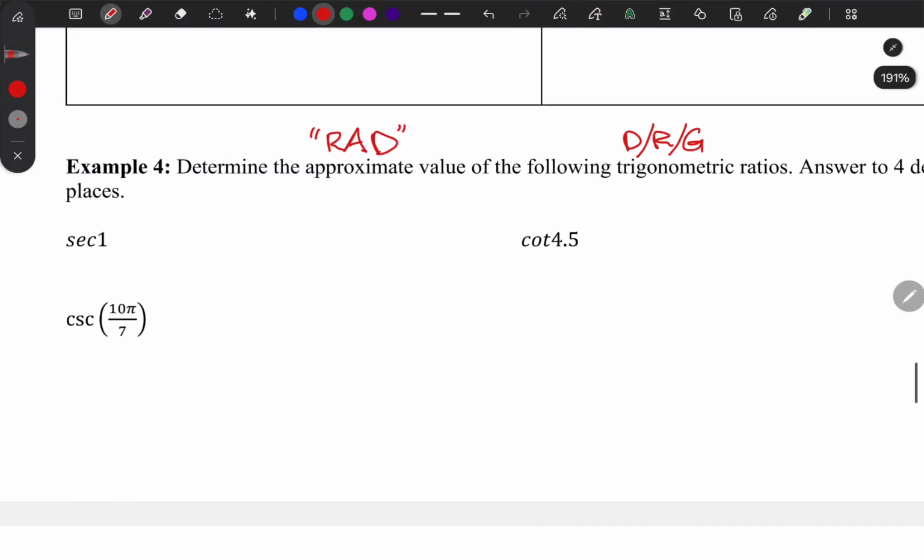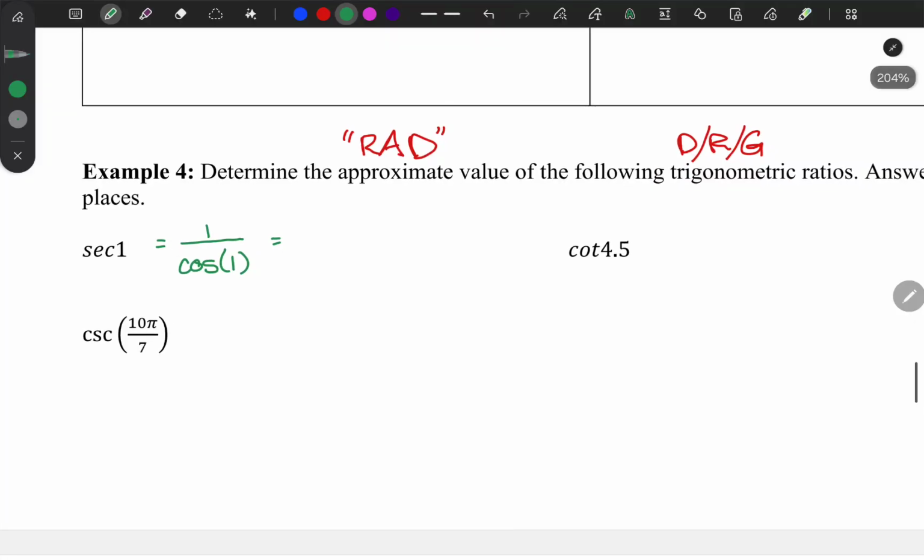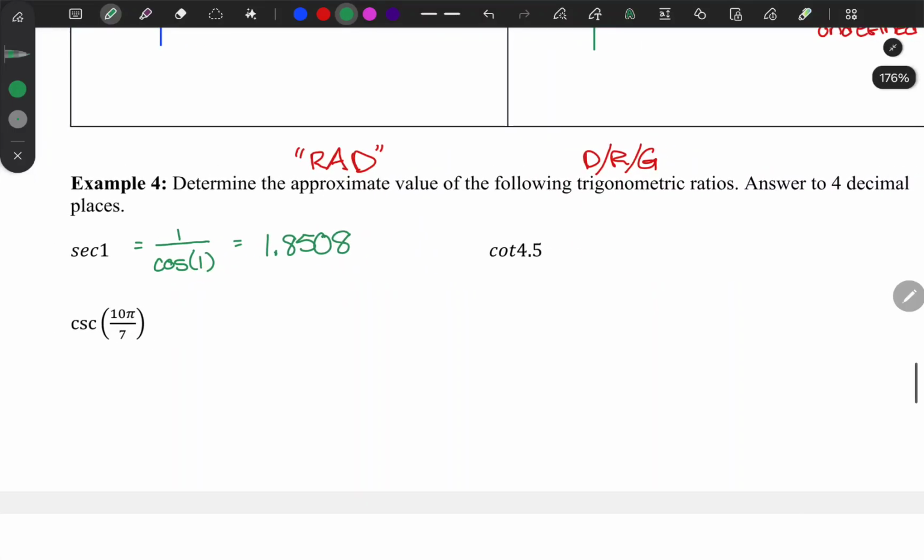We're going to look at the reciprocal functions, but essentially your calculator will calculate the original function and then you find the reciprocal. So when we are finding secant of 1, we're actually finding 1 over the reciprocal function, 1 over cosine 1. So we're just going to calculate 1 divided by cosine 1 in radians. Let's put that in and then we'll round our answer to 4 decimal places. Once you enter that, you should get 1.8508. And that's it. It gives us an approximate value.